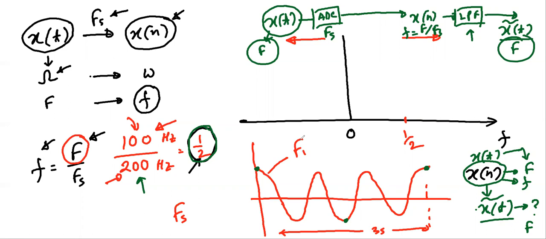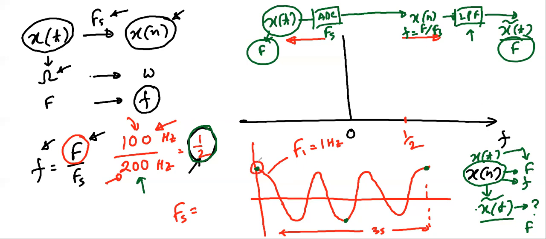What is the frequency of F1? Any of you? In 3 seconds, you have 3 cycles, isn't it? 1, 2, and 3. What is the value of F1 then? 1 hertz, yes. So you have 1 hertz. Try to understand each and every part with a physical instance. Now, what is the frequency of Fs?